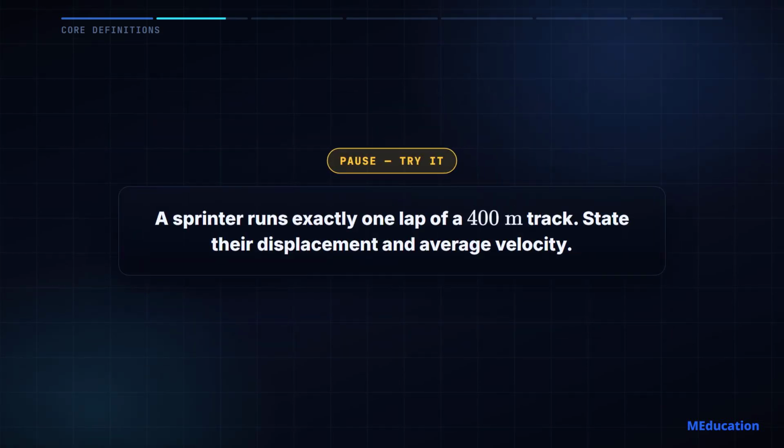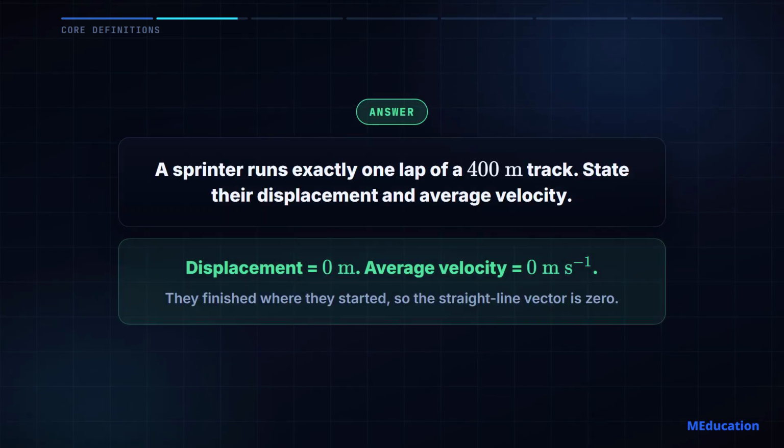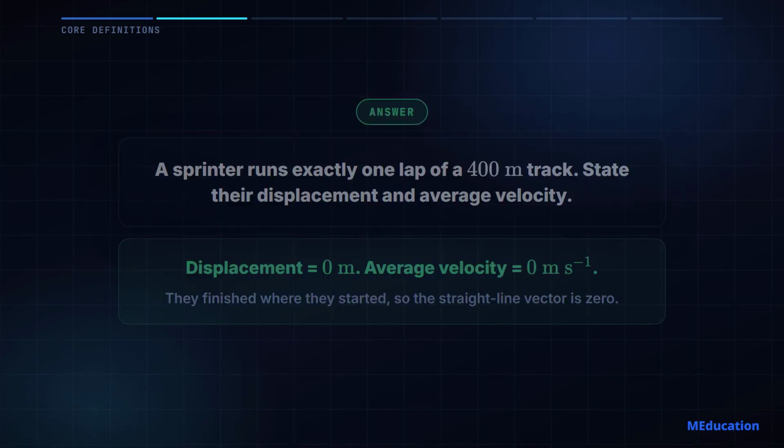Pause here. If a sprinter runs 400 meters around a circular track and finishes exactly where they started, what is their total displacement and what is their average velocity? Because they return to the start, their straight line distance moved is 0. Therefore, displacement is 0, making average velocity 0 too.